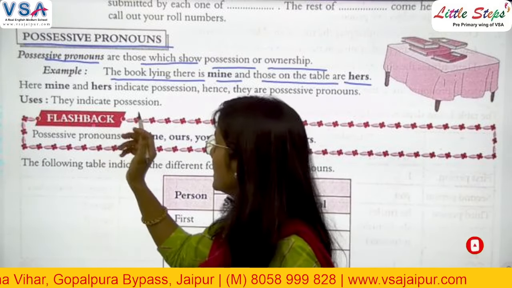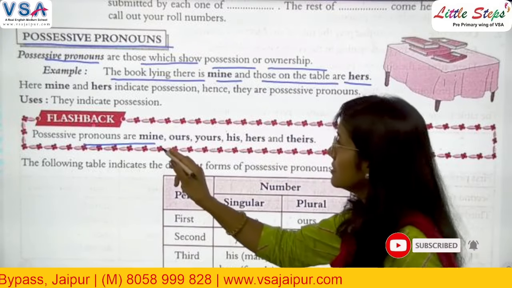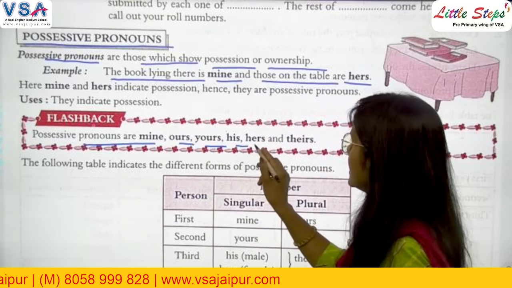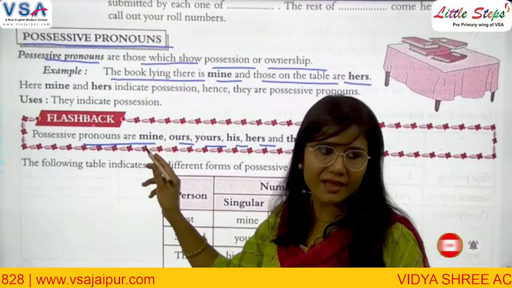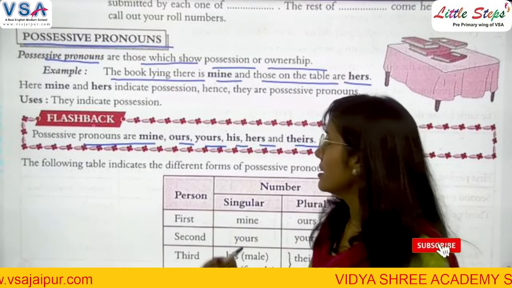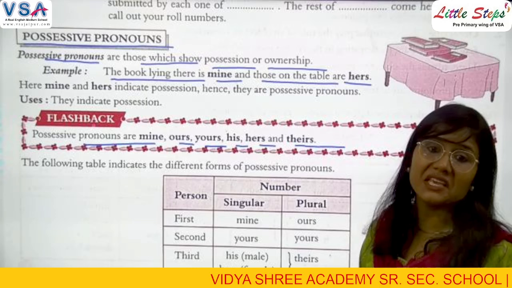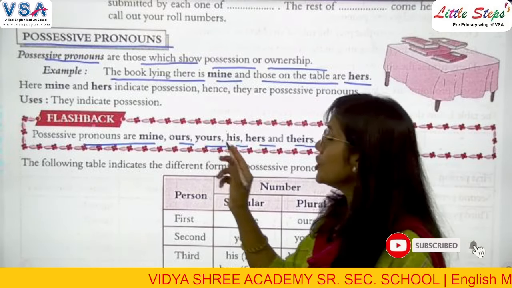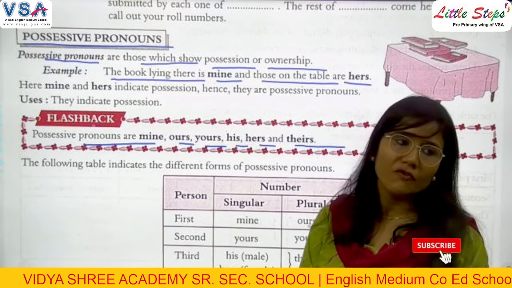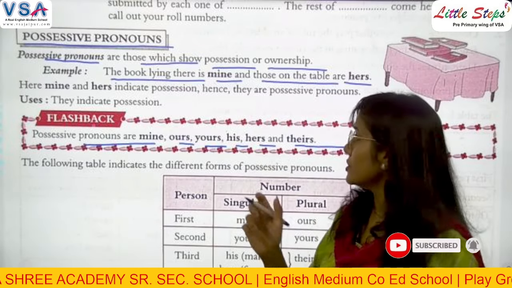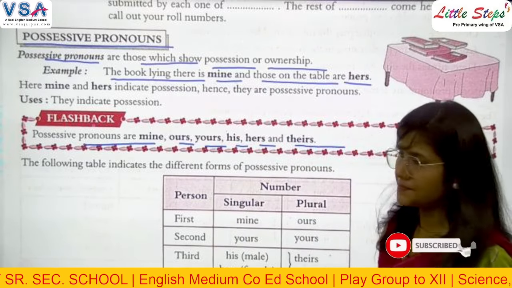Okay, like this. Now mine and hers both indicate possession. Now which are the possessive pronouns? Mine, ours, yours, his, hers, theirs. Mine is used for I. Ours is used for we, and this is plural. And yours? You. And his? For he. Hers, sorry. His for he, hers for she. And theirs? They.